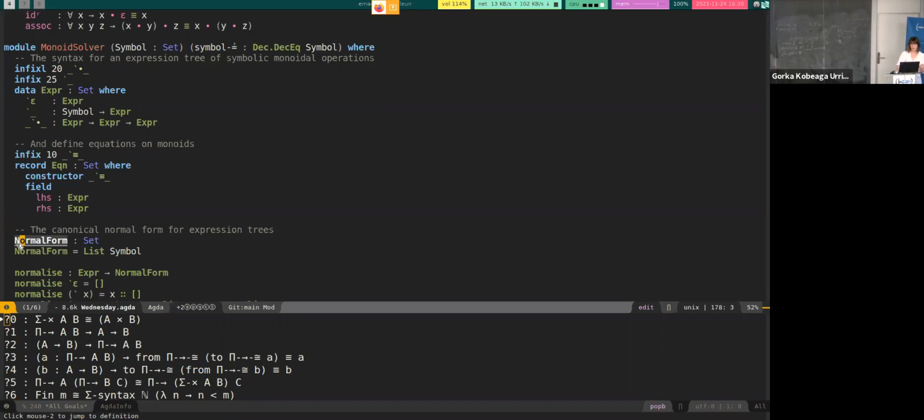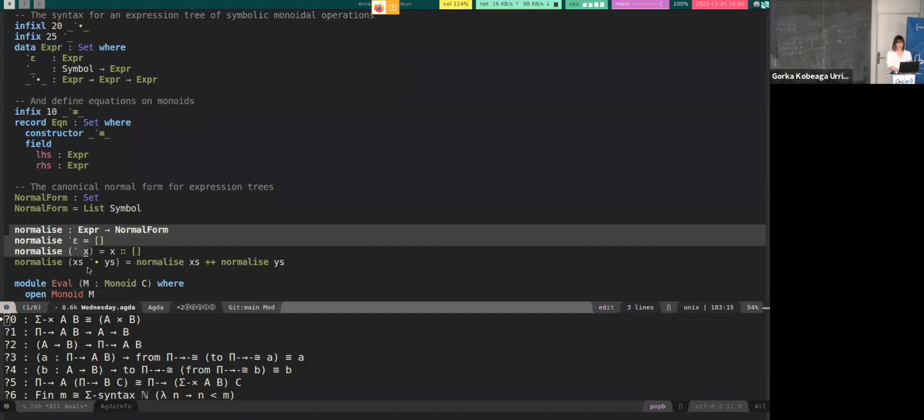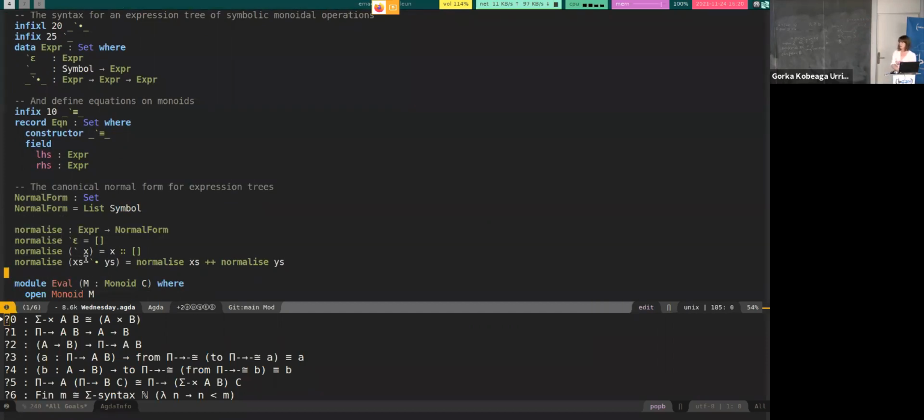So I define the normal form as a list of symbols. And then I define this function normalize, which does the normalization. So we start from an expression. If it's epsilon, I just normalize to the empty list. If it's a symbol, I just normalize to a list with that one symbol. And if it's a composition, I just compose two lists.